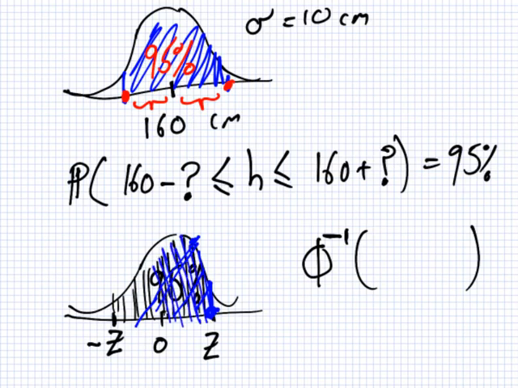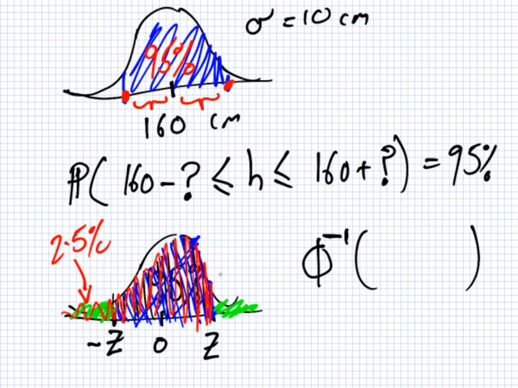No, it's not 95, because 95 is only to here. And it's not 1 minus z. Stop guessing answers and think, okay? If this is 95%, how much must be in the green part? 5. So how much is in this green part? 2.5. So how much is to the left of this number here? 97.5. So you need to actually look up 0.975 in the table.